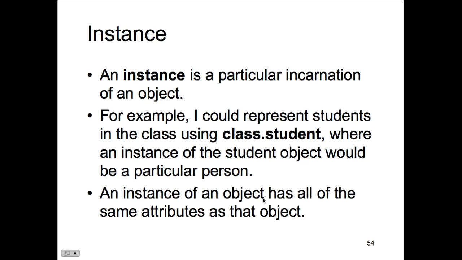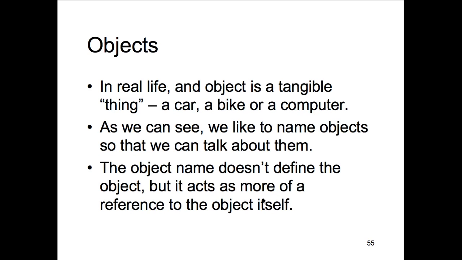But we have instances that we can create as well. An instance is an incarnation of an object, an instance of an object. Same thing we get in other languages. For example, we could represent students in the class using class.student, where an instance of the student object would be a particular person. An instance of the object has all of the same attributes as the object. So a person would have first name, last name, grade, or anything associated with the object.